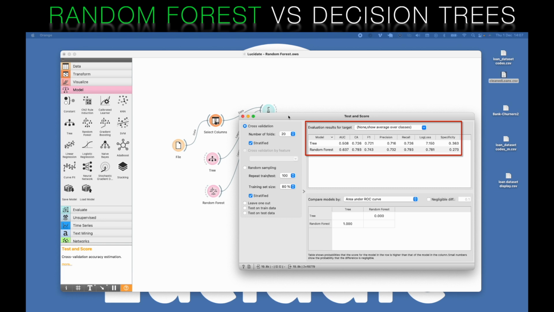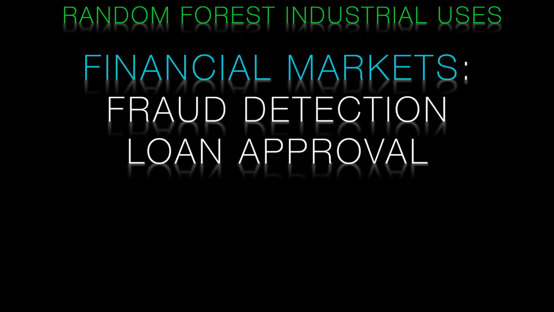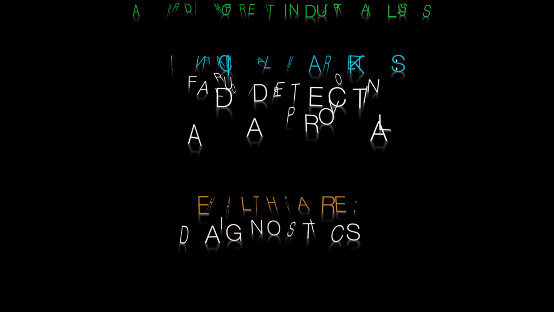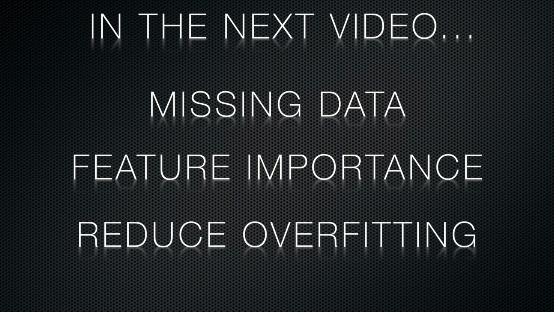Random forests are used extensively in financial markets for fraud detection and loan approval, as well as in healthcare for disease prediction. In the next video, we will look at some further benefits of the random forest approach. This includes dealing with missing data, identifying feature importance, and reducing overfitting.